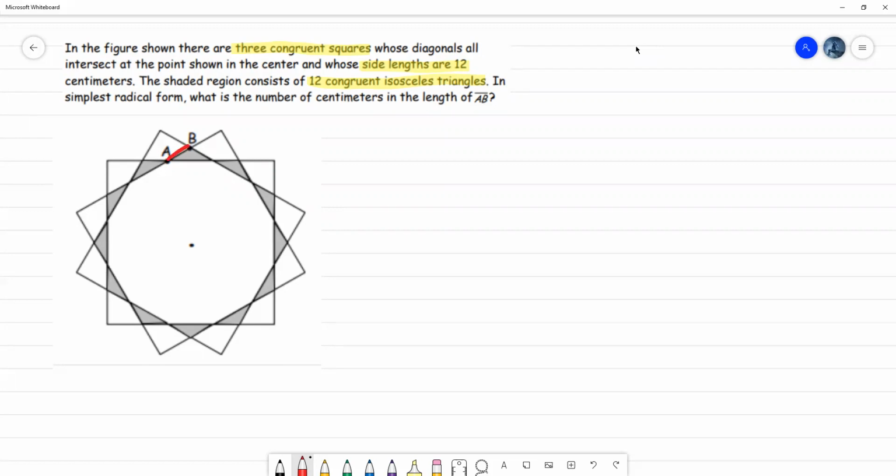So in the figure shown, there are three congruent squares whose diagonals all intersect at the point shown in the center and whose side lengths are 12 centimeters. The shaded region consists of 12 congruent isosceles triangles. In simplest radical form, what is the number of centimeters in the length of AB?